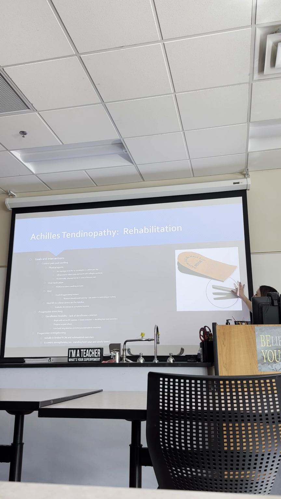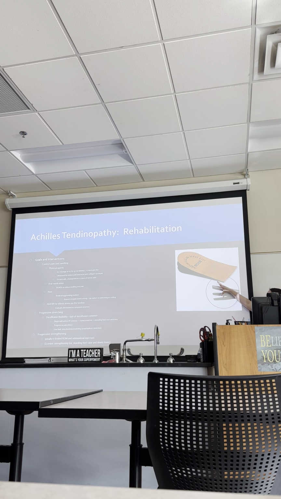And these are really good heel lifts because they're layered. So you can start with the full layers, and as they progress, you can peel off a layer and make the heel lift a little bit smaller, and peel off another layer and make it really small. So you get rid of the off-the-shelf heel lift.